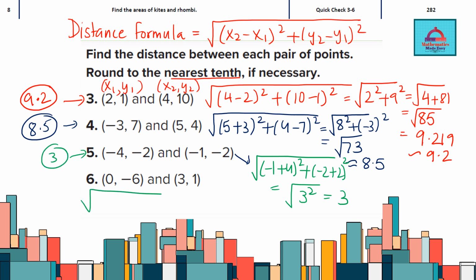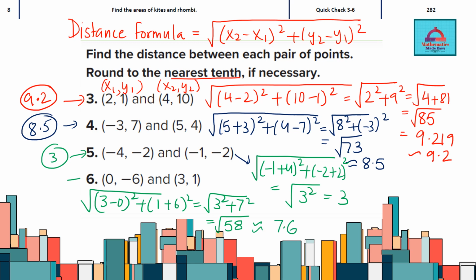Last one. (3 − 0) whole square plus (1 + 6) whole square. So this is going to give you 3 square plus 7 square. Simplify. This is the square root of 58. Now we are going to convert it to decimal. So the square root of 58, on rounding, is about 7.6. So the answer for this one is 7.6. That completes all the questions on the distance formula.